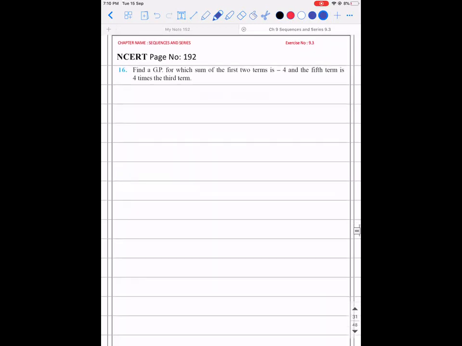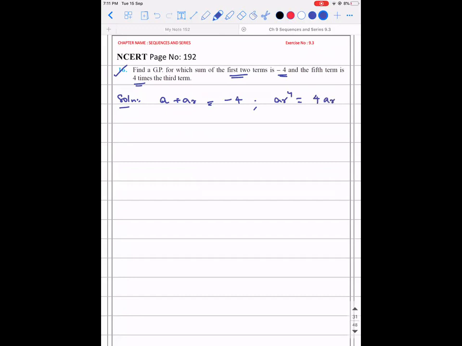So we'll do one last problem for today. Find a GP for which the sum of the first two terms is minus 4 and the fifth term is 4 times the third term. So solution is, we need to find the GP for which the sum of the first two terms A plus AR is minus 4. Fifth term is equal to 4 times the third term.